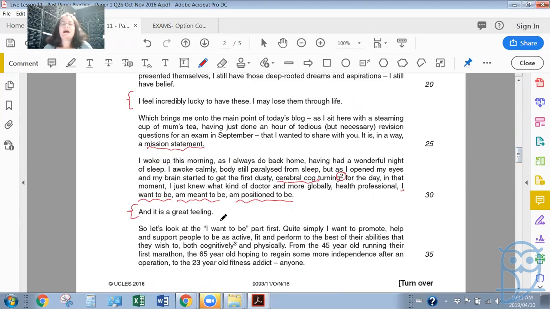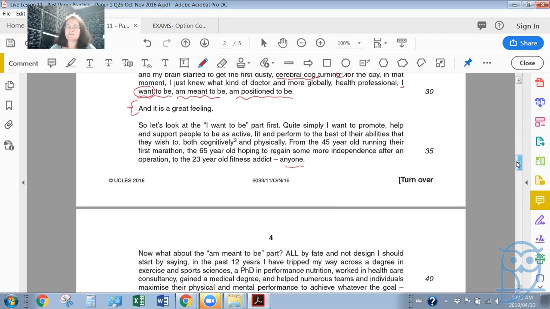So let's look at the I want to be part first. Quite simply, I want to promote, help, and support people to be as active, fit, and perform to the best of their abilities that they wish to, both cognitively, mentally, and physically. From the 45-year-old running their first marathon to the 65-year-old hoping to regain some more independence after an operation, to the 23-year-old fitness addict. Anyone, right? So that's him addressing that point.